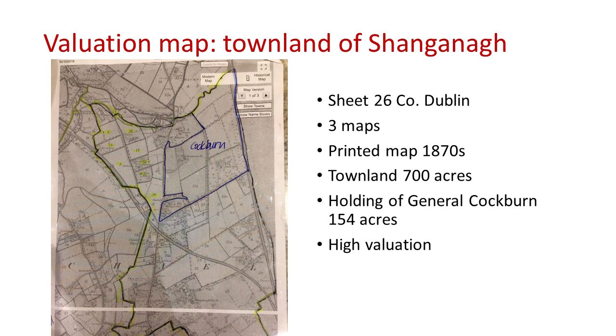And this is the printed map that was made in the 1870s. So this will not relate exactly back, although I think in some parts of the country there were enormous changes between the 1840s and the 1870s. But in Dublin, not so many, I think. But this townland is 700 acres, so it's a big townland as townlands go. And the holding of General Coburn was 154 acres, and he had a very high valuation. We'll come to him in a few minutes.